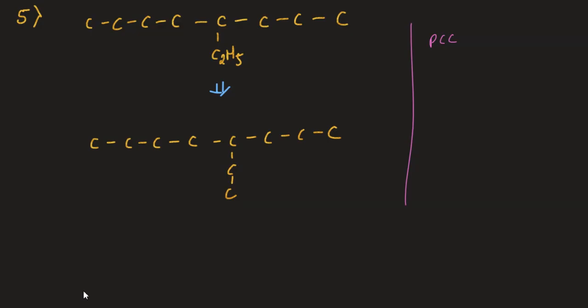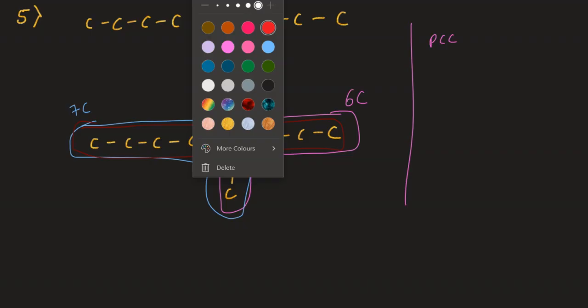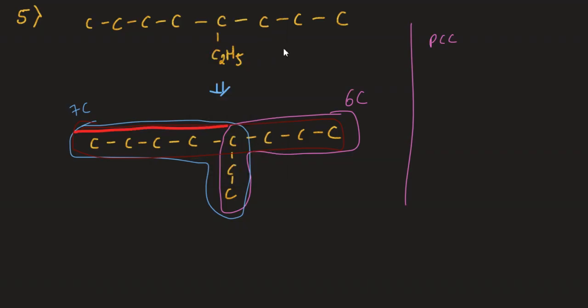If I go from here, 1, 2, 3, 4, 5, 6. Suppose I choose this pink one. How many carbons do we get? 6 carbons. Now if I choose the blue one, how many carbons? 1, 2, 3, 4, 5, 6, 7. Can I say 7 carbons? Now if I choose this red one, how many carbons in the red parent chain? 1, 2, 3, 4, 5, 6, 7, 8. 8 carbons.